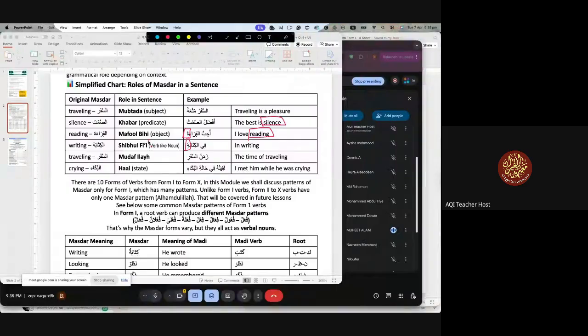Fil kitabati, this is actually a mistake. I will correct it. The example is wrong here, so for the time being, ignore it. It is actually a shibu jumla, a jar majrur. It is not a shibu fail. So I'll correct it.